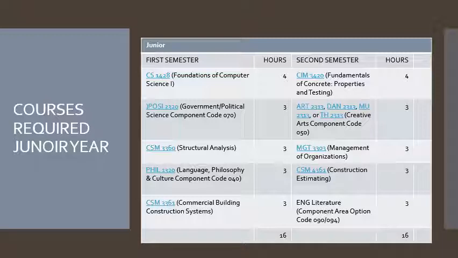In the second semester, you'll take Fundamentals of Concrete, where you learn about concrete stress levels and how to calculate what efficient blends of concrete are and what blends of concrete can take. You also take a Creative Arts class, a Management of Organizations class for how to run businesses and stuff, Construction Estimating, where you have to estimate the cost and time of how long it would take to complete a project, and an English Literature class.